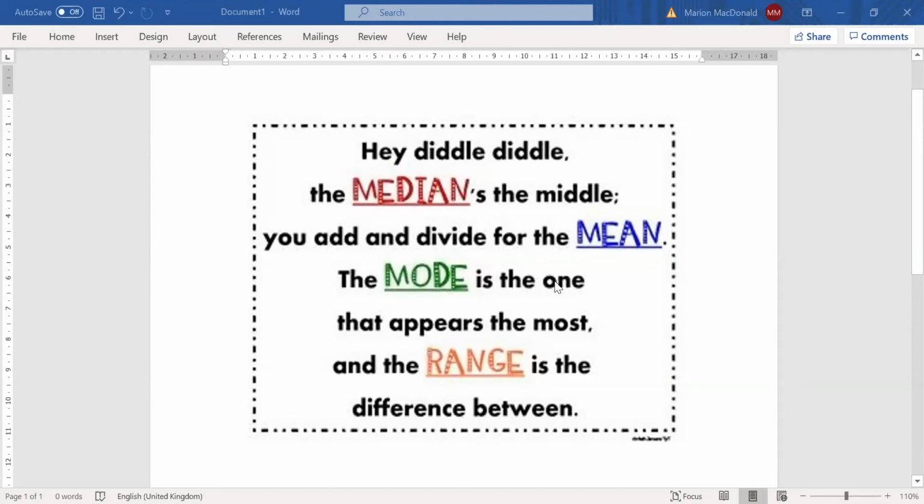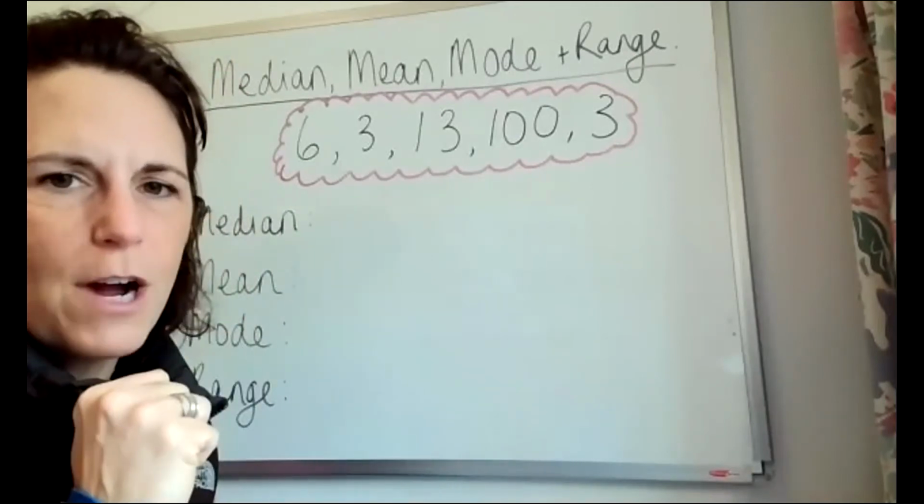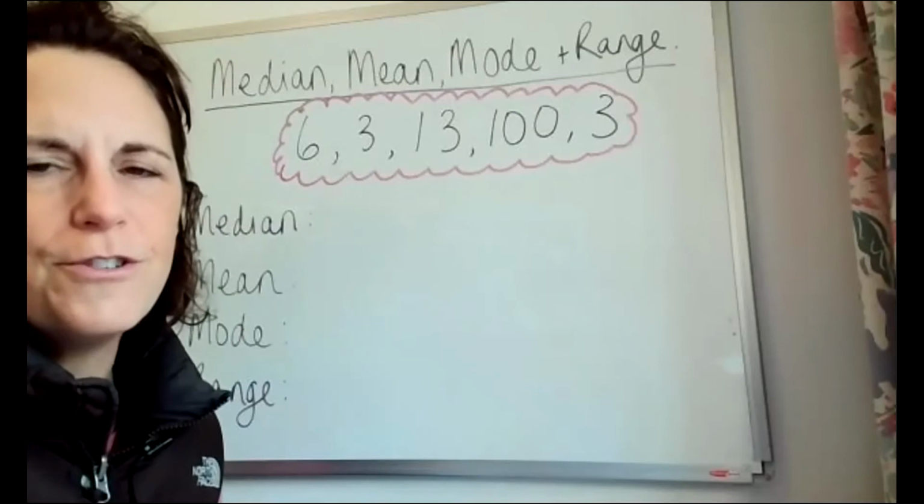So, hey diddle diddle, the median is the middle. You add and divide for the mean. The mode is the one that appears the most, and the range is the difference between. So, hey diddle diddle, the median's the middle, you add and divide for the mean, the mode is the one that appears the most, and the range is the difference between. Good, so see if you can remember that. I'll show it again at the end of the session, and just remember which one is which using that little rhyme. Now I'm going to show you how to do each one.